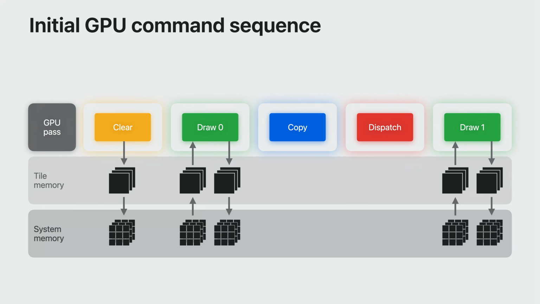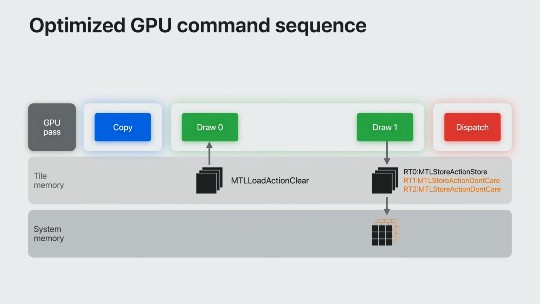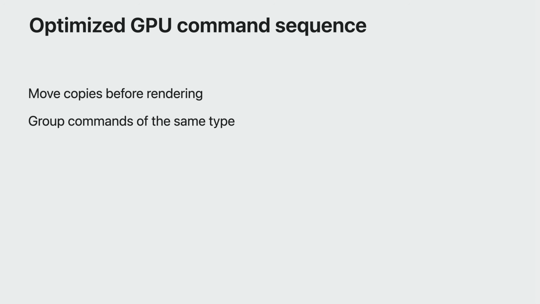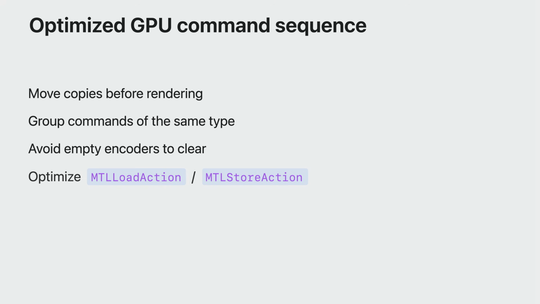This is the initial command sequence. There are 5 round trips between tile memory and system memory. And this is how the command sequence looks after a few easy optimizations. Only one final flush from tile memory to system memory. The memory bandwidth is greatly reduced. And that has been achieved by moving copies before rendering, grouping commands of the same type, avoid clearing render targets with empty encoders, and optimizing load and store actions.